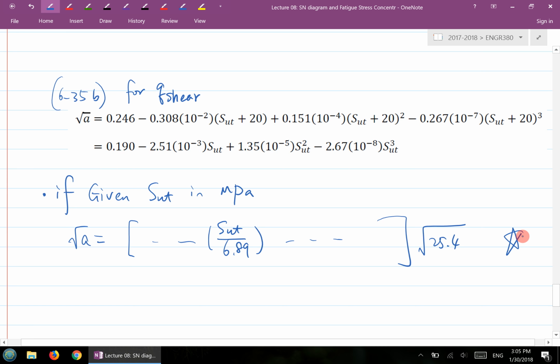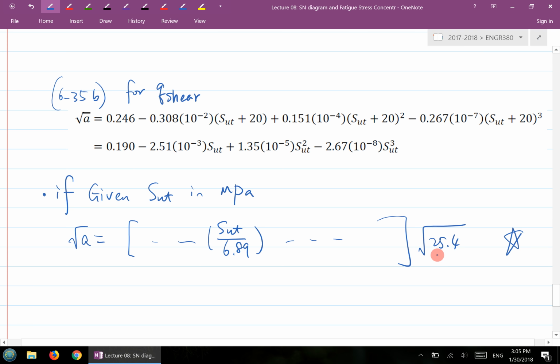So that converts from megapascals to KSI? Yes, this is converting from megapascals to KSI. And then, of course, in the end, also convert from millimeter to inch for the unit. So this is a square root, that's why there's a square root here. Okay, any questions so far?